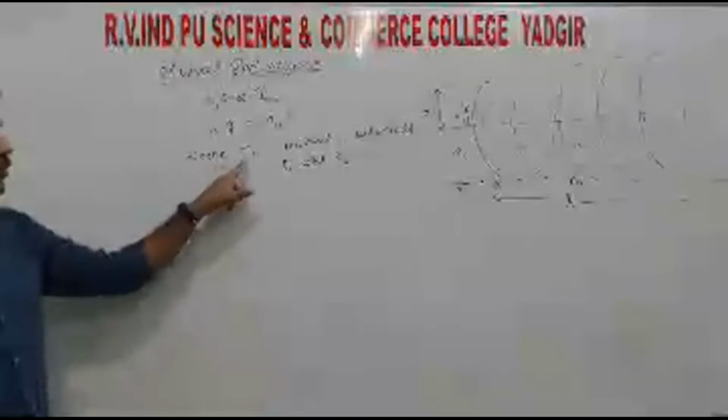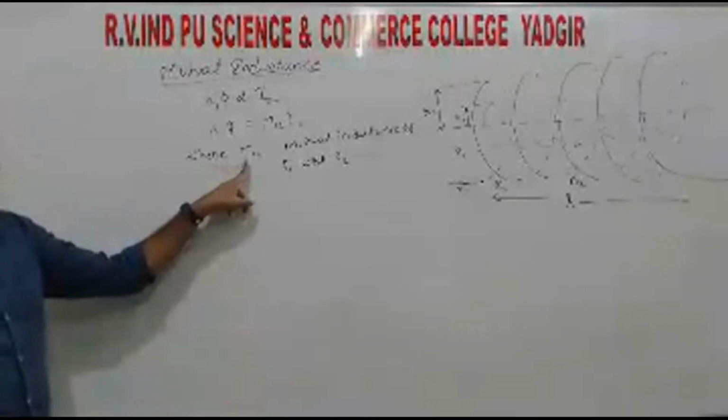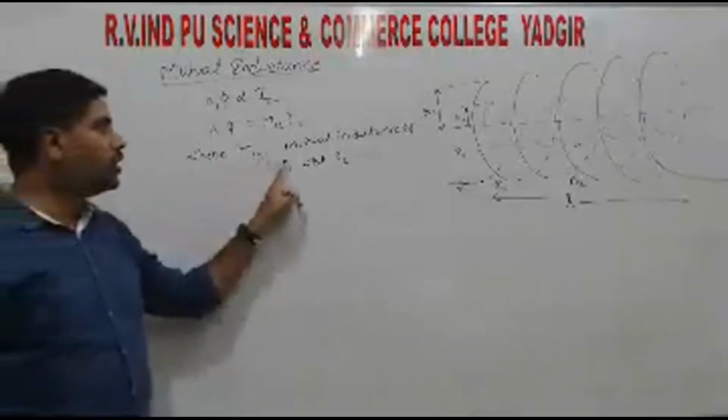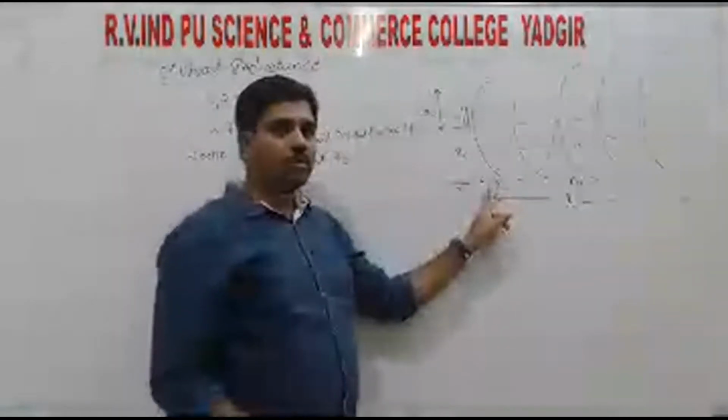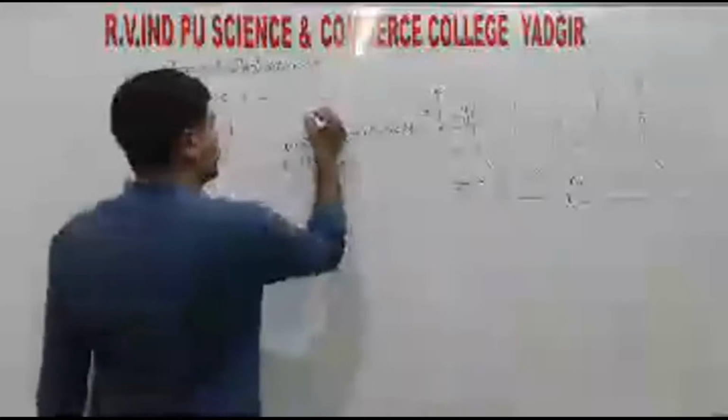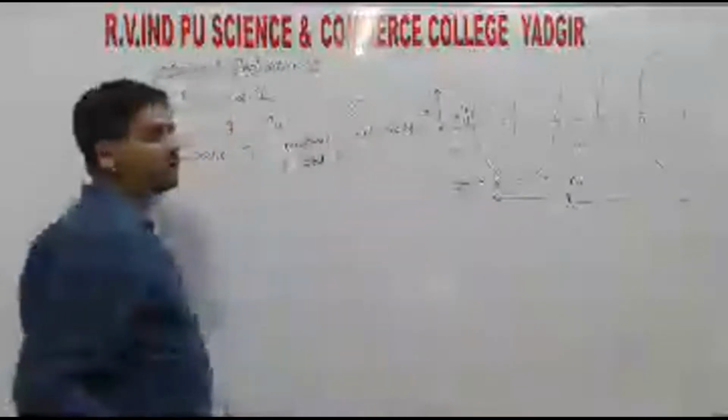For self inductance we take L, and for mutual inductance we take M, right? So M12 is the mutual inductance of the first solenoid with respect to the second solenoid, right? So we can take this one as the first relation.